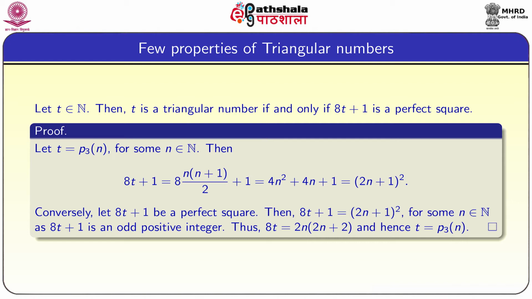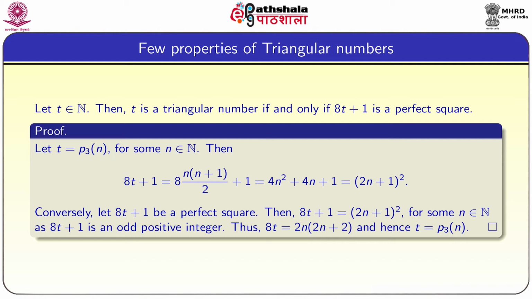So, 8t plus 1, if you take, then by mere substitution, 8t plus 1 becomes 8 into n into (n plus 1) by 2, plus 1. So, we end up with (2n plus 1) whole square. So, clearly this is a perfect square. Now, we have to prove the converse part.